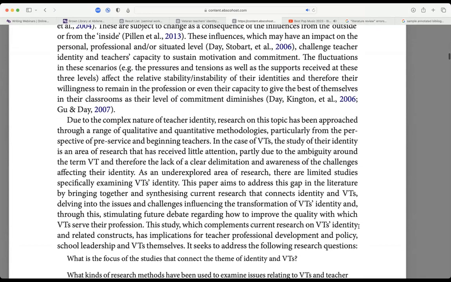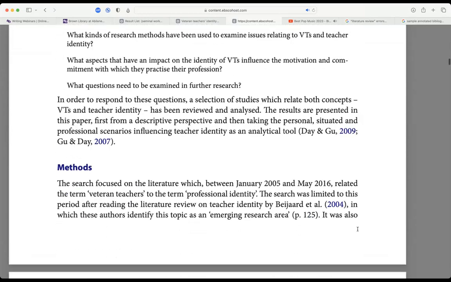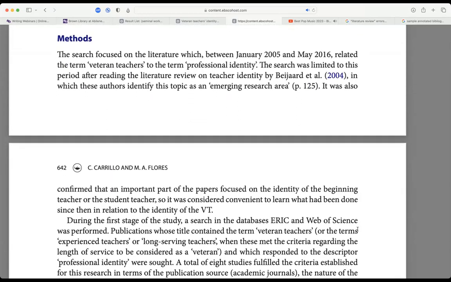Okay, now if we look at here, we have a great example of the literature method section. So especially if you watched the previous webinar, this is telling us the parameters of their search. They were looking at literature mostly published in this 11-year period. And then they tell us that their search finished in May 2016. So anything after that is not within the scope here.